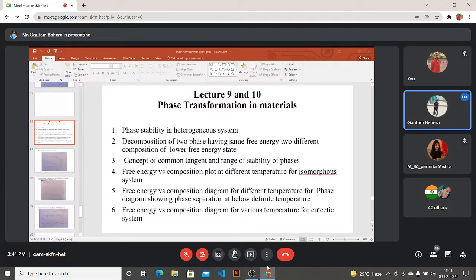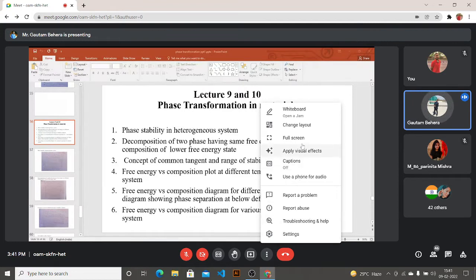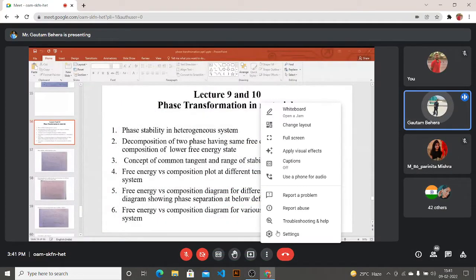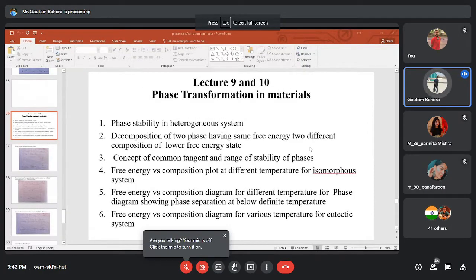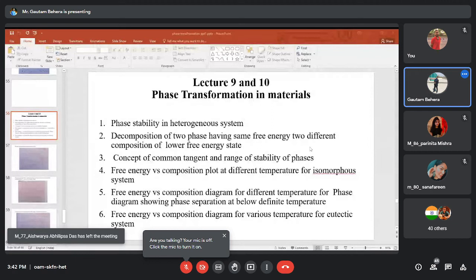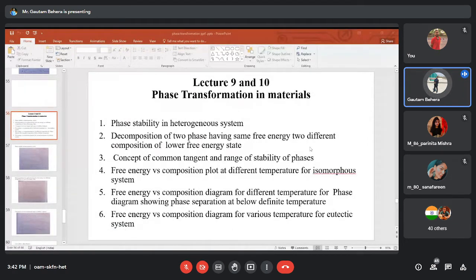In the earlier classes, we have talked about what is phase, what are different types of phases, how to distinguish one phase from another, and what is components. And also we have talked about a lot of thermodynamic functions, how to represent them in form of plots. Also, we have seen the free energy versus temperature curve. Also, we have seen how free energy depends upon temperature and compositions, right? And also, we have seen a lot of plots related to free energy per mole versus composition, right? And how to draw it.